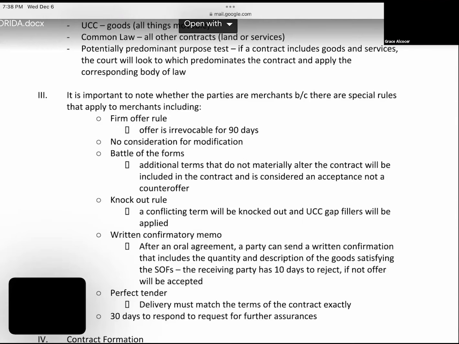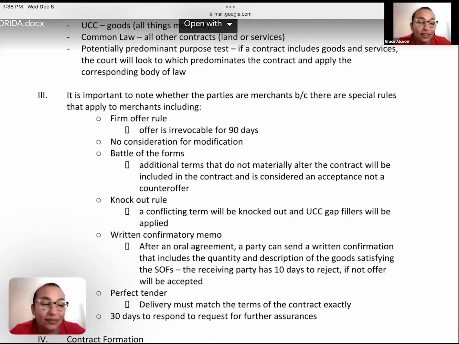The battle of the forms provision. Yeah, I think so.